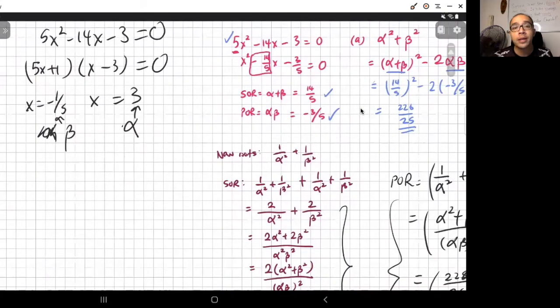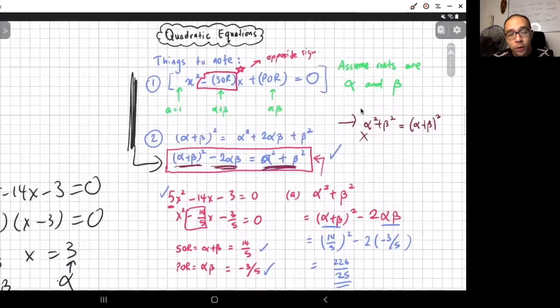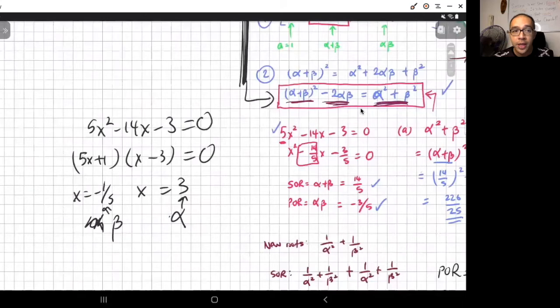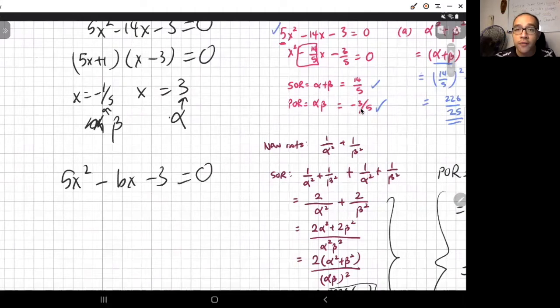Also can lah. But the reason why I'm doing this very, very long way is because not every question can be done like this. What if they gave you 5x squared minus bx minus 3 equals to 0? Then what you're going to do, you cannot factorize it. If you are only stuck in the factorization punya cara untuk mencari dia punya roots, then we are done, that's it. Full stop. There's no way you can do this.